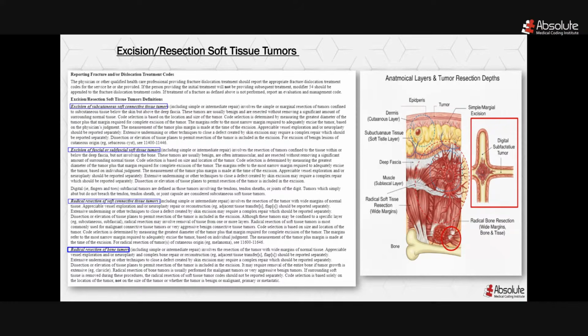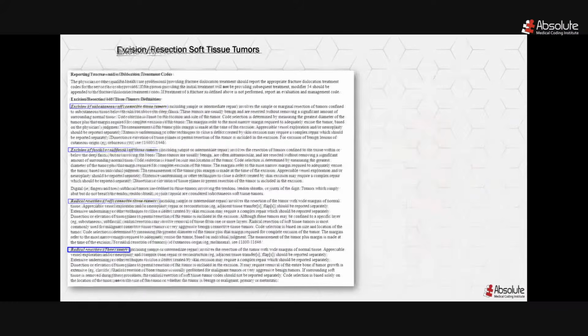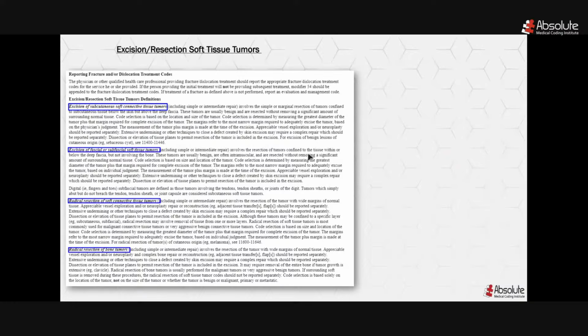All right. So we are done with the definitions. Now let's look at the guidelines. Let's start with the common CPT guidelines that apply to all four of these tumor excision or resection categories.